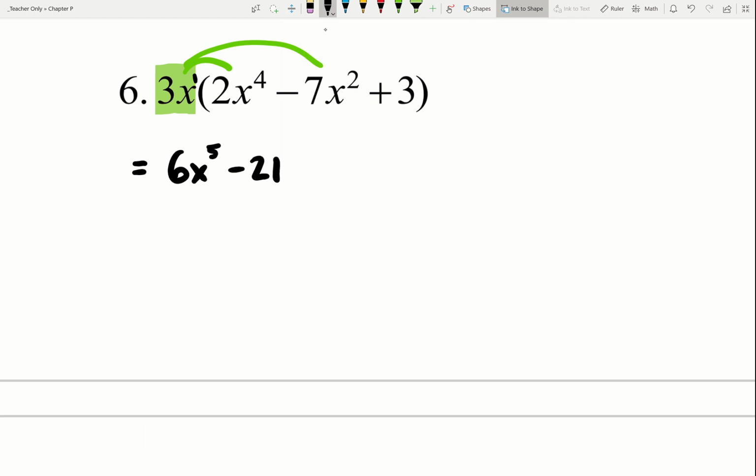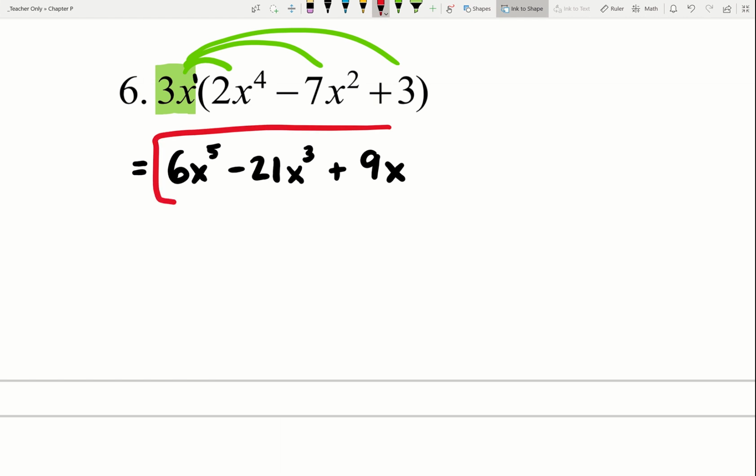And then x to the first times x squared is going to be, add those exponents, so it's going to be x to the third here, okay? And then finally, that third distribution, that's just taking the monomial 3x and multiplying it times 3, and that's simply going to give us 9x. And there is our final answer right there. Okay, so super simple to do.